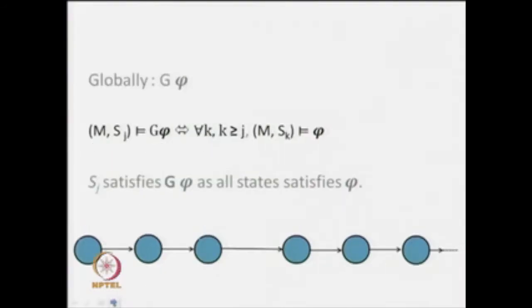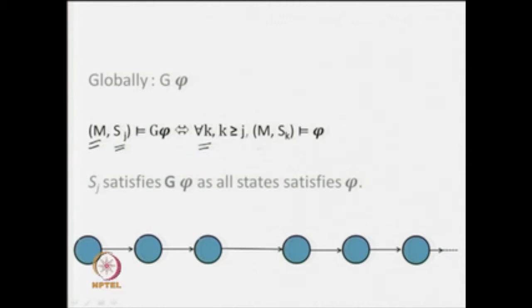Now, the next operator is globally, G phi. So, whether globally phi holds or not. Again, in a similar way we define it in a model M, looking at a particular state S_j, and we say that M, S_j models G phi provided that for all k greater than or equal to j, M, S_k models phi.